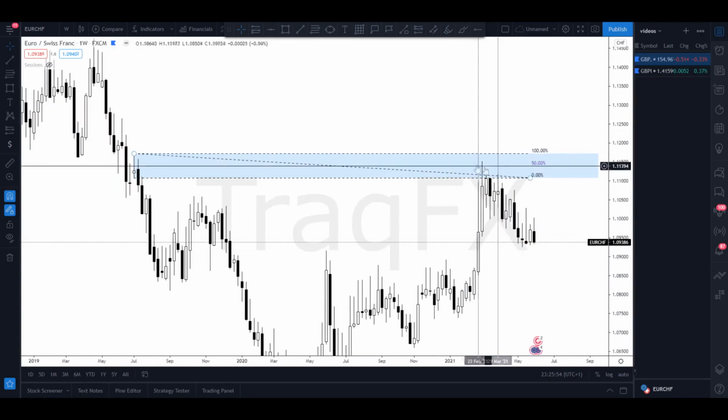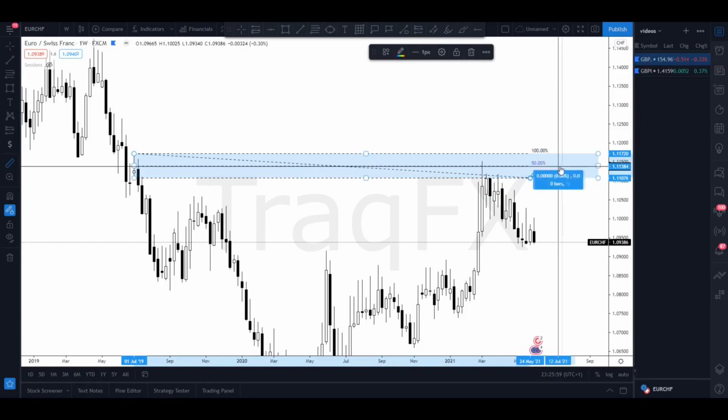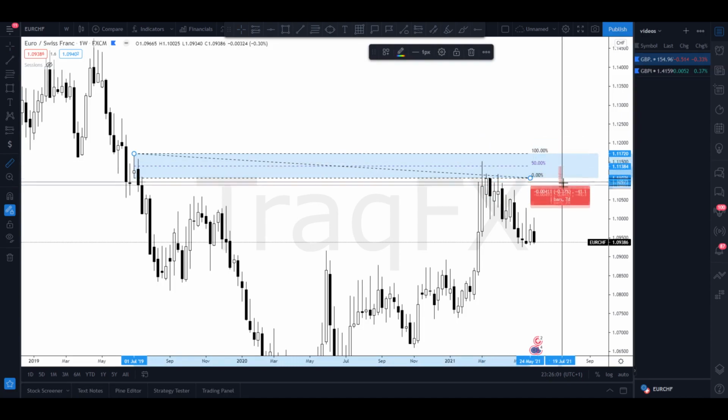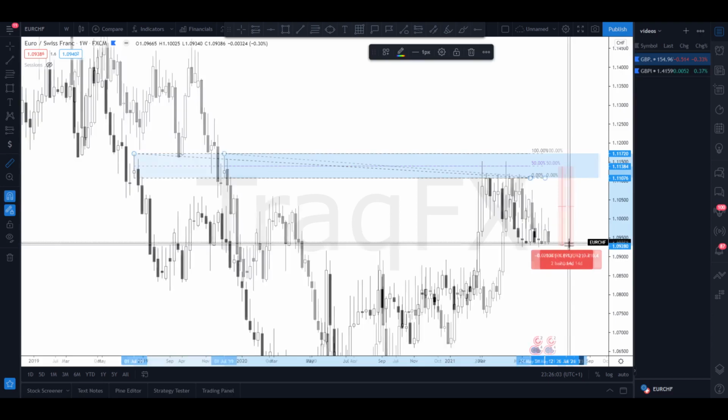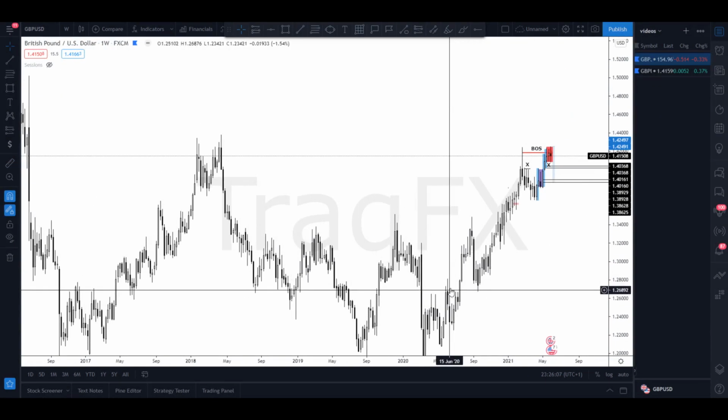So you can see price ended up reacting off of the 50%. It did go a couple more pips in drawdown, about 13 pips, but then overall it gave you that nice 200 pip move that you're looking for. And this works on GBP USD as well. I've seen this work a lot.